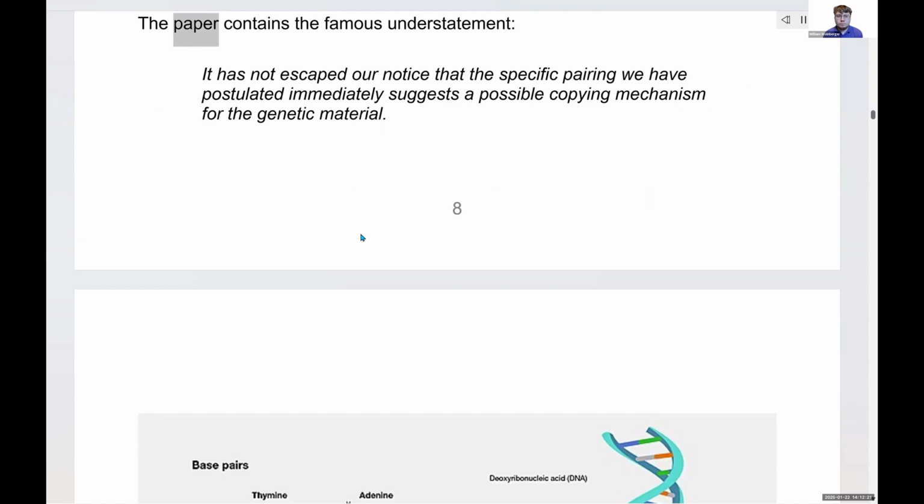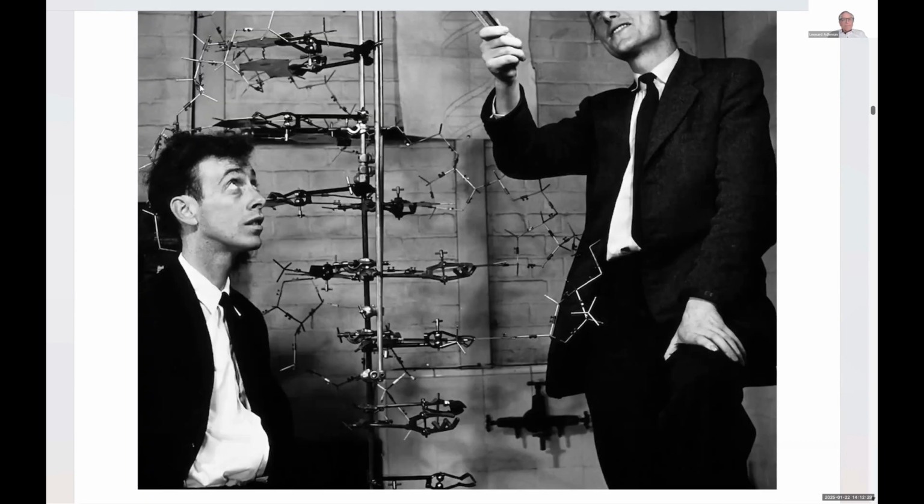The paper. Okay, so this is Watson and Crick. And they've got this sort of wiry model built up, and it's showing a double helix. All right.